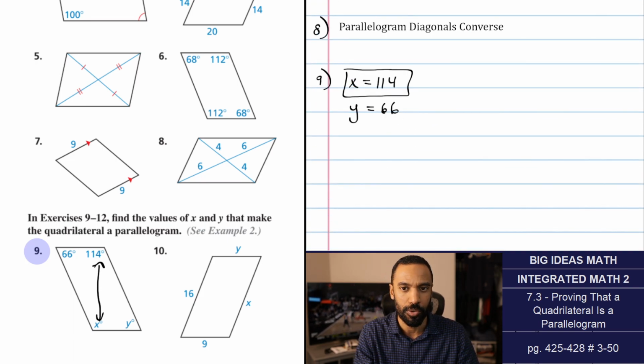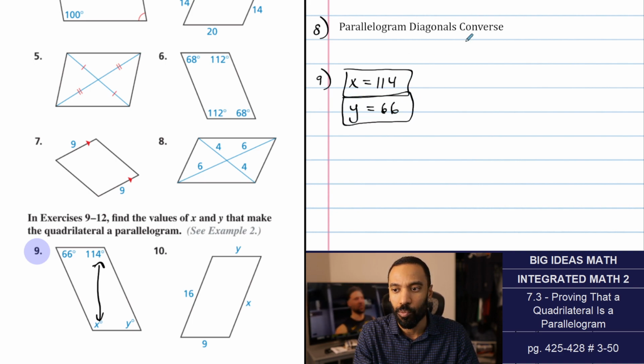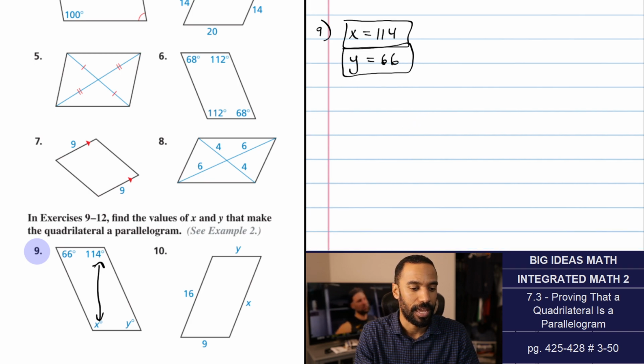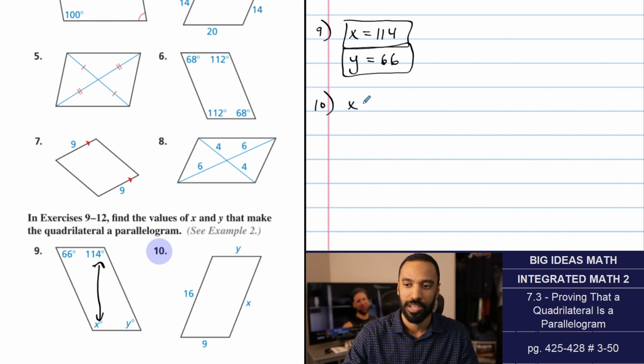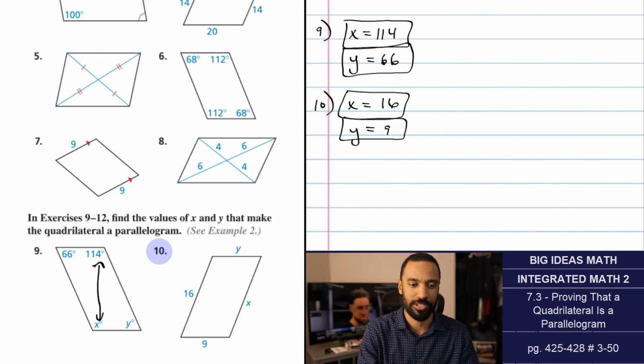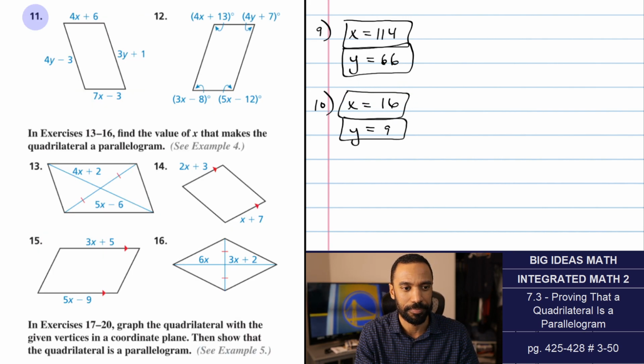If the opposite angles are congruent, if x is 114 and y is 66, opposite the other 66, it would make it a parallelogram. And I over-explained that problem. Number 10, we're going to use the parallelogram opposite sides converse. Opposite sides need to be congruent in order for these things to be what they are. So x would have to be 16 and y would have to be 9. Again, kind of just flies right in the face of the kinds of problems that we have there.